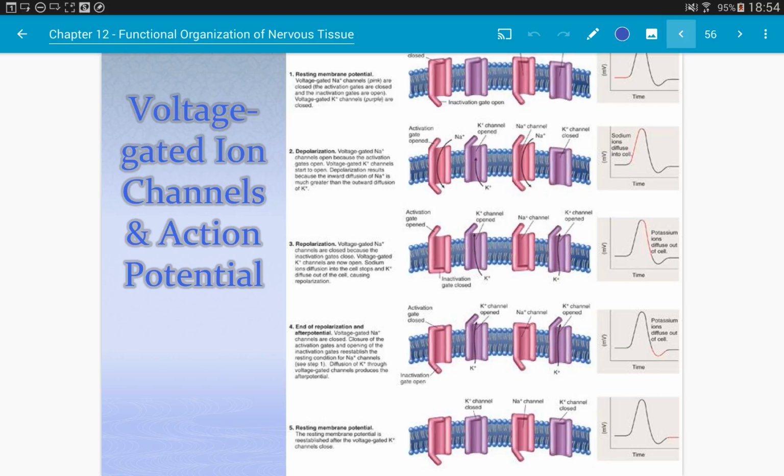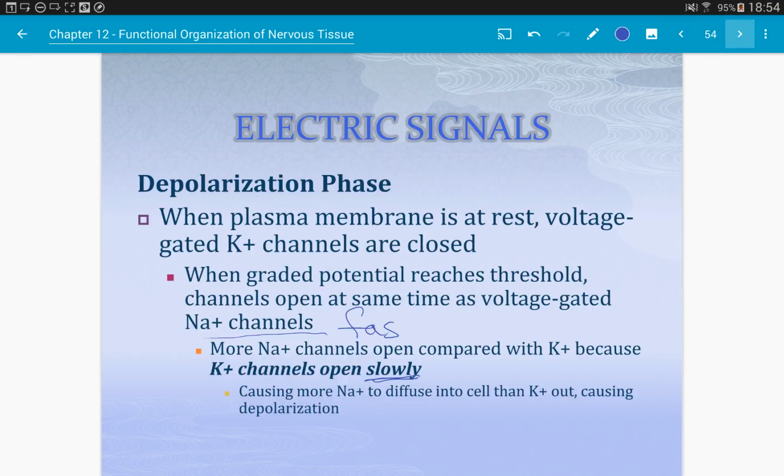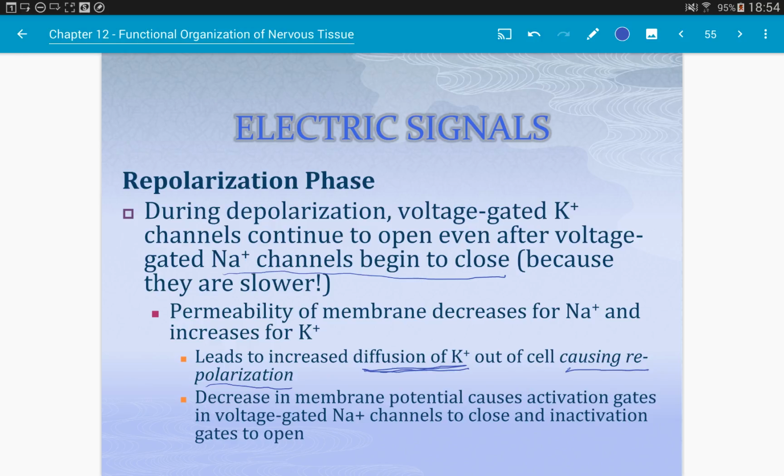Oh, and one quick thing, back to those gates. Whoops, one too far. So, when potassium is moving in and out and causing the repolarization of the cell, remember we have two gates for sodium: our activation gates and our inactivation gate. Our activation gates for sodium are to the outside of the cell.